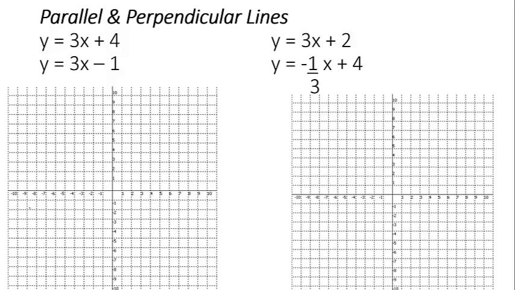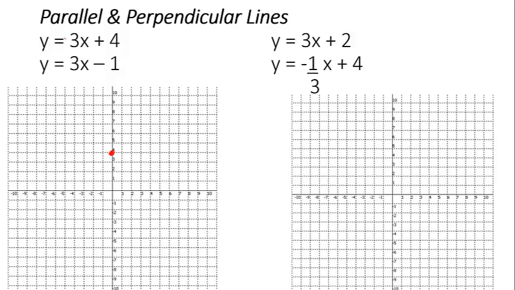Now we're going to talk about parallel and perpendicular lines. To begin with, we're just going to graph these two lines and see what happens. If I'm going to graph this line y equals 3x plus 4, I know that I should begin at positive 4 because it's my y-intercept, so I'll go up to 4 and I'll put the dot.